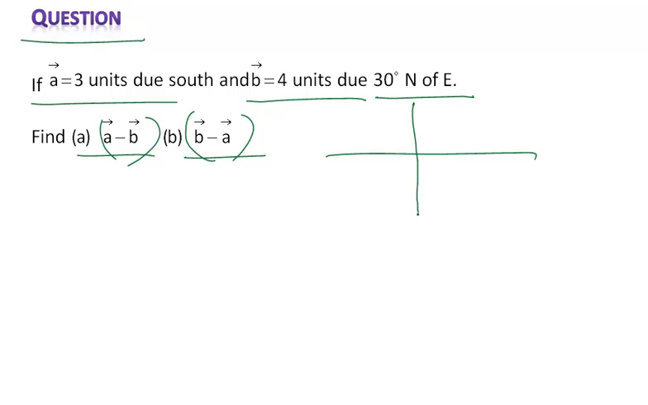Let's say this is our east, then this is west, and this is north, and this is south. So the first vector is 3 units in this direction, and B vector is 4 units due 30 degree north of east. So 30 degree north of east is here. This angle is 30 degree, and this vector B is 4 units in magnitude. Now we have to find out B minus A and A minus B.